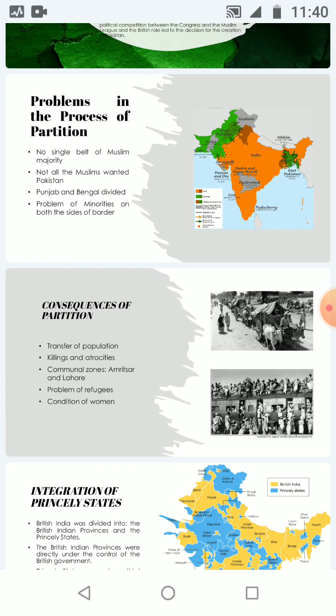We got the independence on 15th August 1947, but not as one nation. Freedom came with two nations, India and Pakistan. The two nation theory was raised by the Muslim League, which was led by Muhammad Ali Jinnah. Congress opposed it strongly, but the Muslim League and British rule led to the division and the creation of Pakistan.